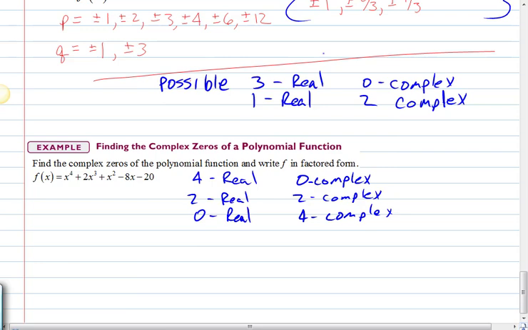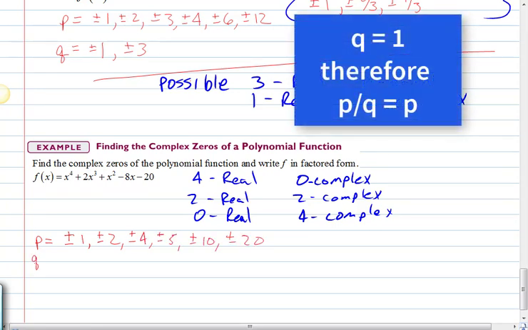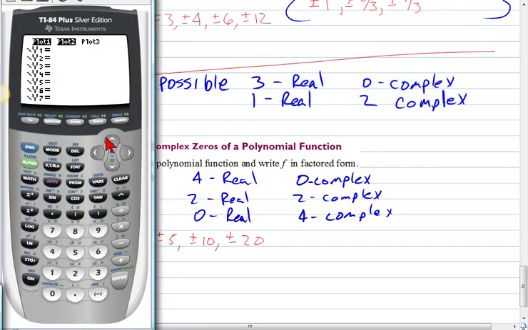Let's go ahead and write down our possible real factors. What are the factors of p? What is p? 20. So the possible factors are going to be 1, 2, 4, 5, 10, and 20. And then q is 1. So we're going to go to the graph, and we're going to put in our function. Ooh, we've got stat plots on. We're going to turn those off.